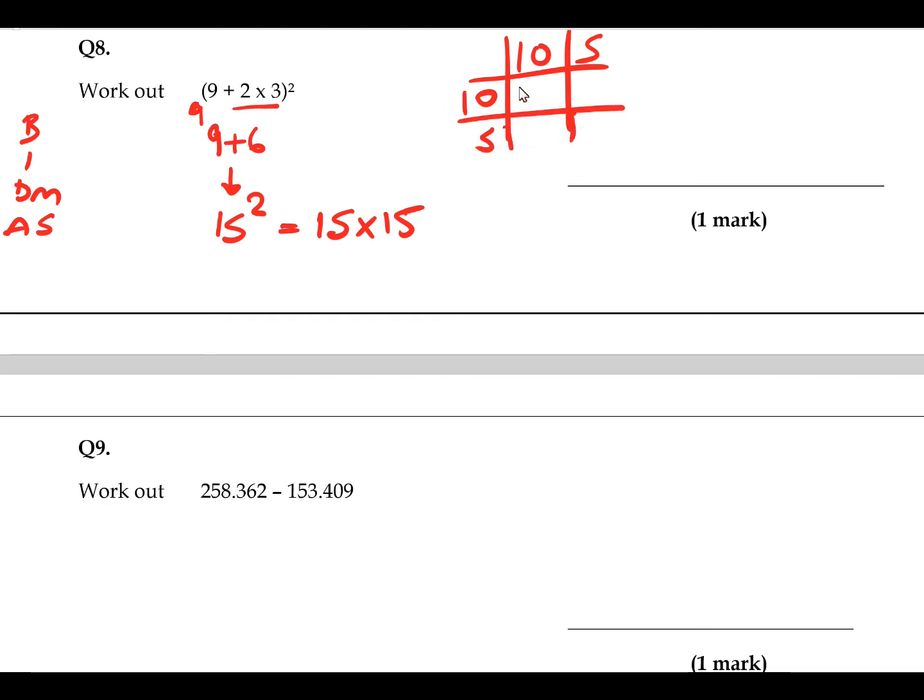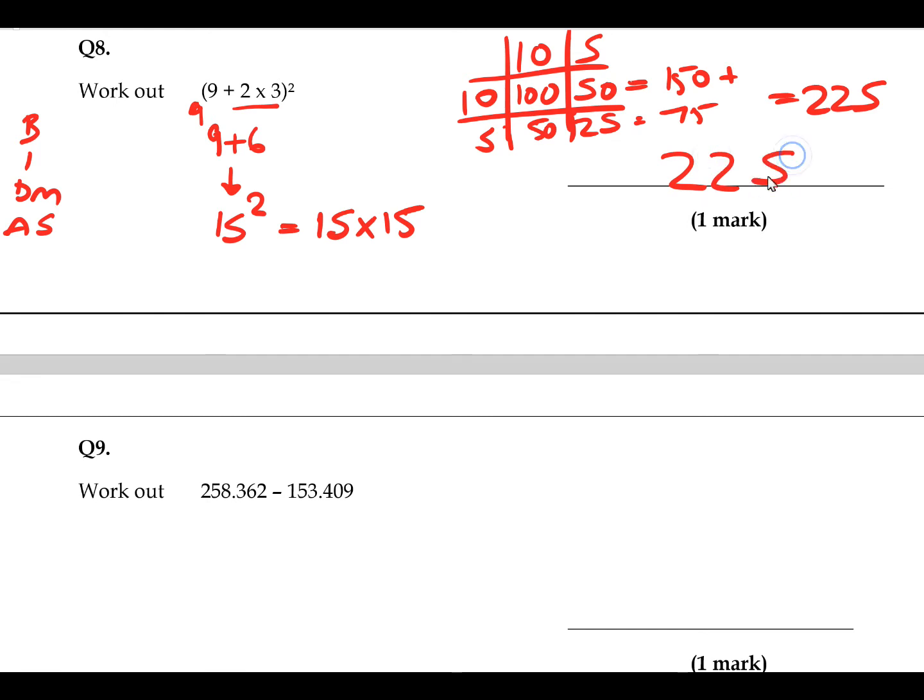So 10 times 10 is 100, 10 times 5 is 50, 5 times 10 is 50, and 5 times 5 is 25. Add them across, so I've got 150 there, 75 there, and we end up with a total of 225. So the answer to our BIDMAS question is 225 for 1 mark.